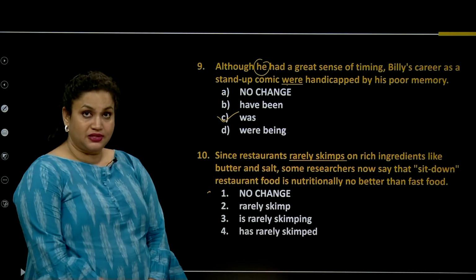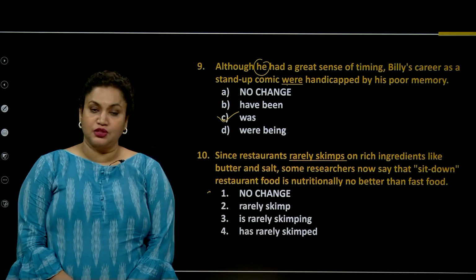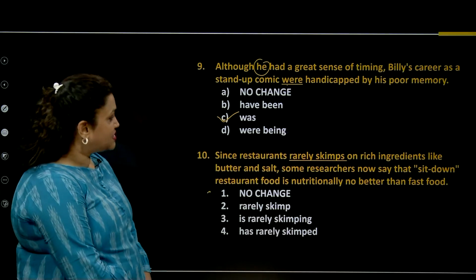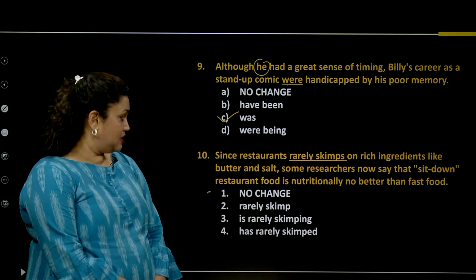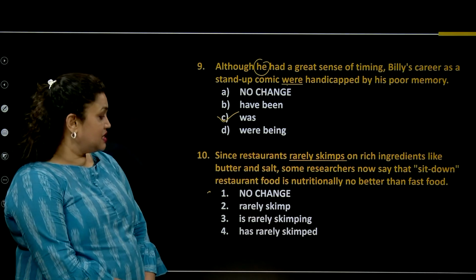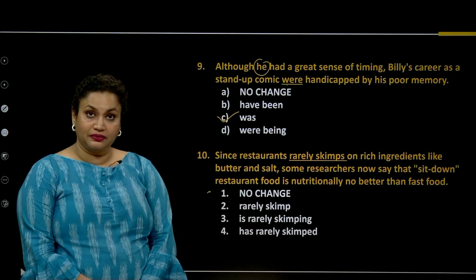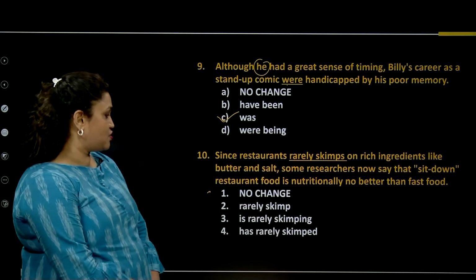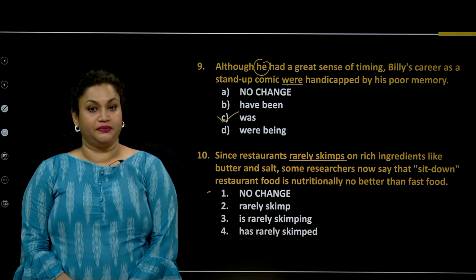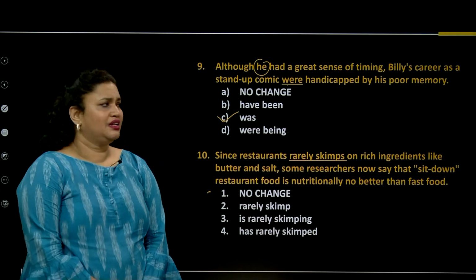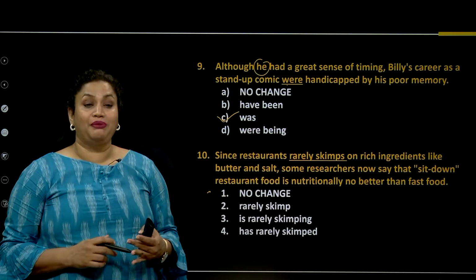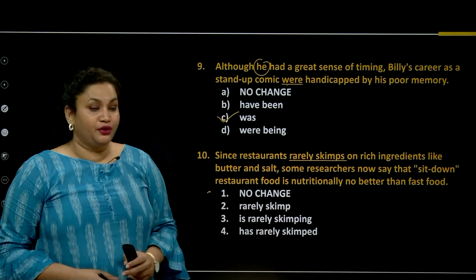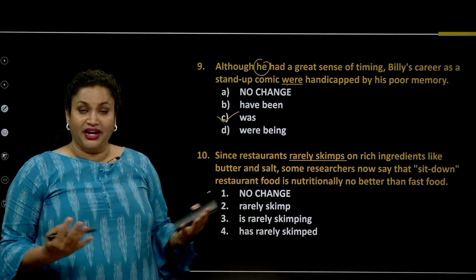Let's see the options. This is basically a difficult one. Since restaurants rarely skimp, since restaurants is rarely skimping, since restaurants has rarely skimped. It's a very simple one. Therefore, we need not complicate it with the usage of complicated verbs.